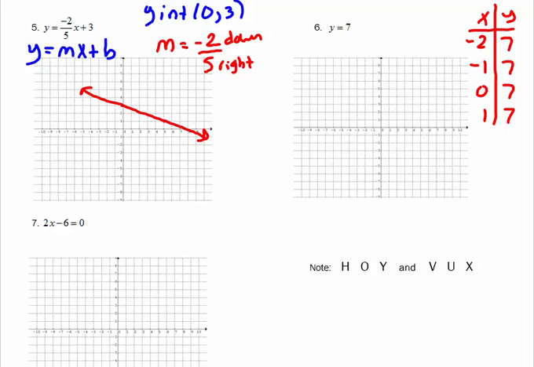So if I plot -2, 7, there's a point. -1, 7. 0, 7. 1, 7. Do you see what kind of line I get? I get a horizontal line. So anytime you have a one variable equation and it's with a y equals, you know it's going to be a horizontal line.